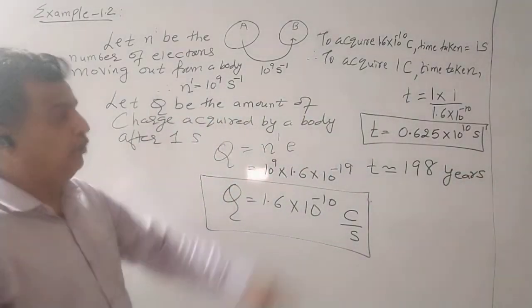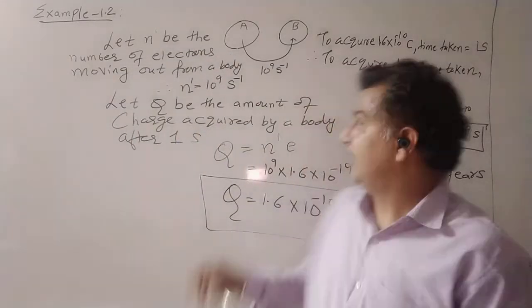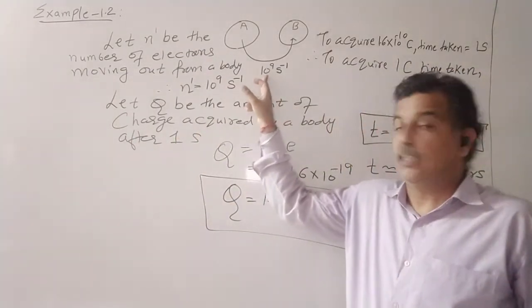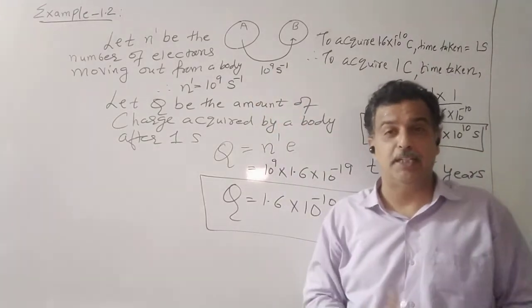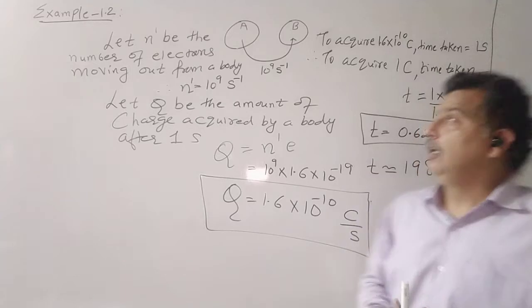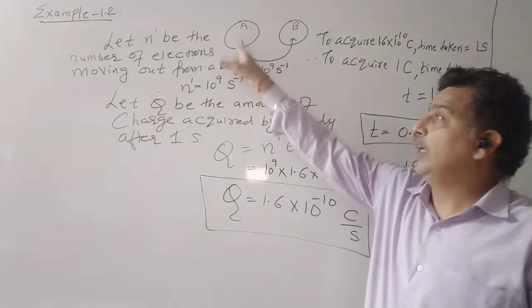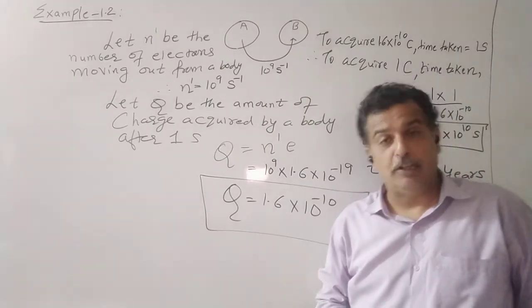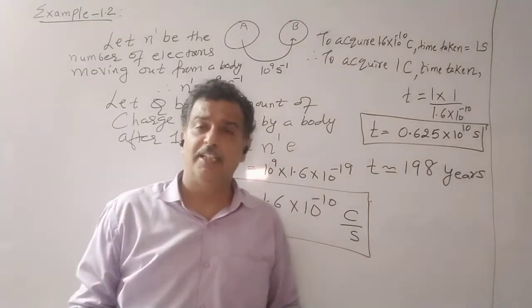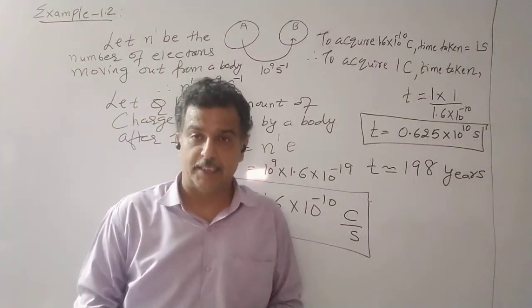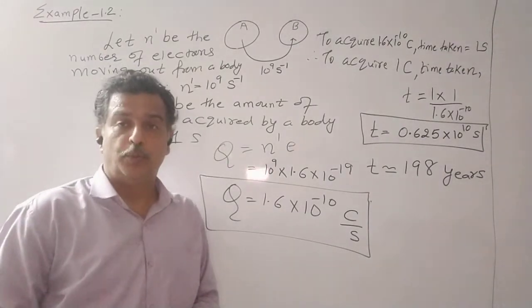So this numerical wants to explain that 1 coulomb is a very large unit. Say the number of electrons leaving a body is 10 raised to 9 in 1 second. This number of electrons is very large. Per second, the body is giving up 10 raised to 9 electrons. Still, this body will take about 198 years to acquire a charge of 1 coulomb. So 1 coulomb is a very large unit. So for practical purposes or in numericals, we generally take micro coulomb, pico coulomb, etc. So this is example number 1.2.